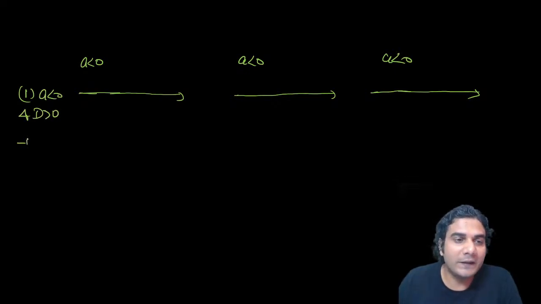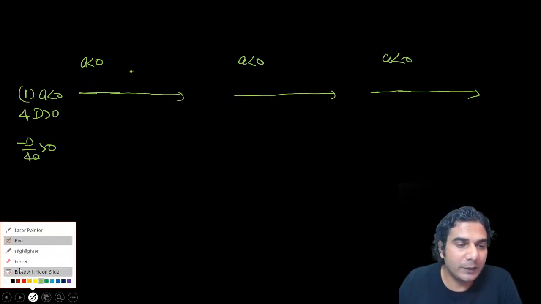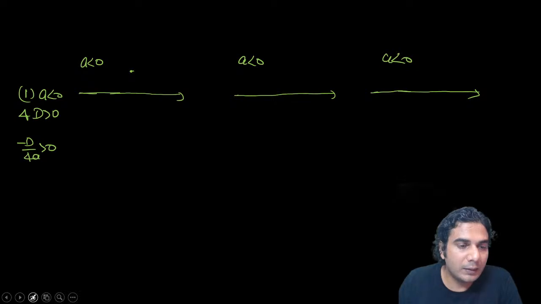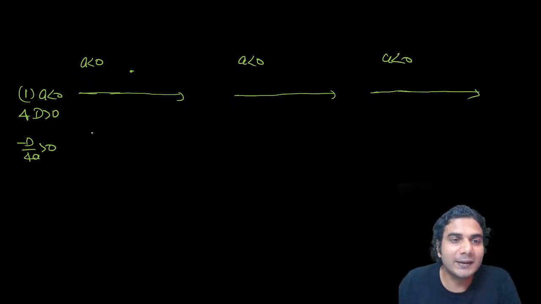So D is positive, then minus D by 4a. What will be the value of this? Minus D, D is positive, so it is negative. a is negative, so the ratio is going to be positive. So the vertex will be above this, right? The vertex is above the x-axis and the graph is going to be downwards.